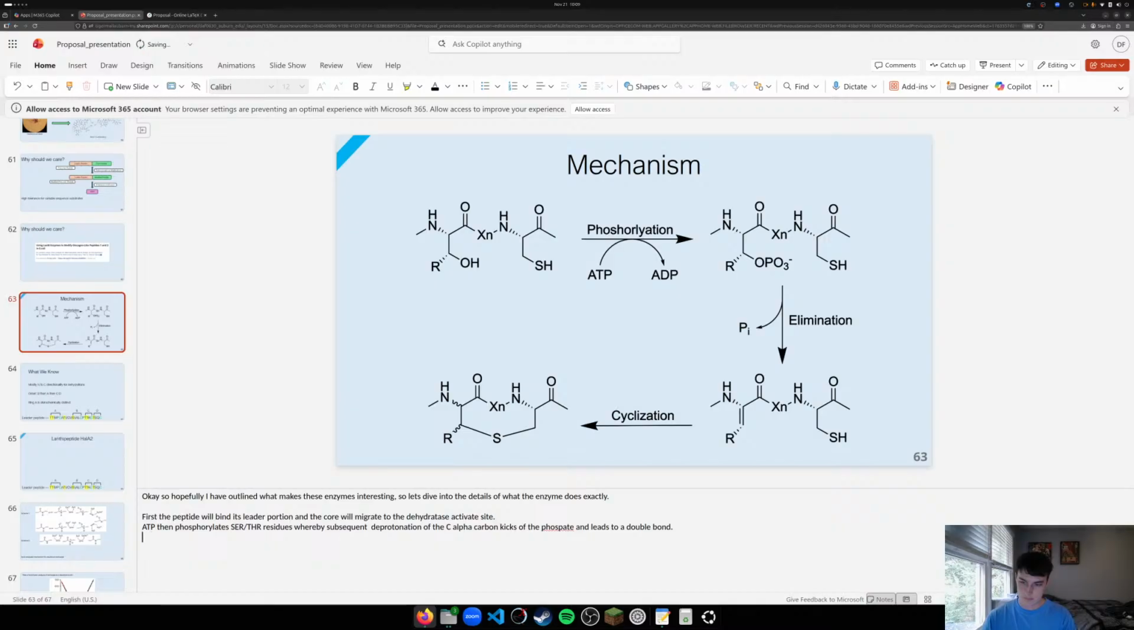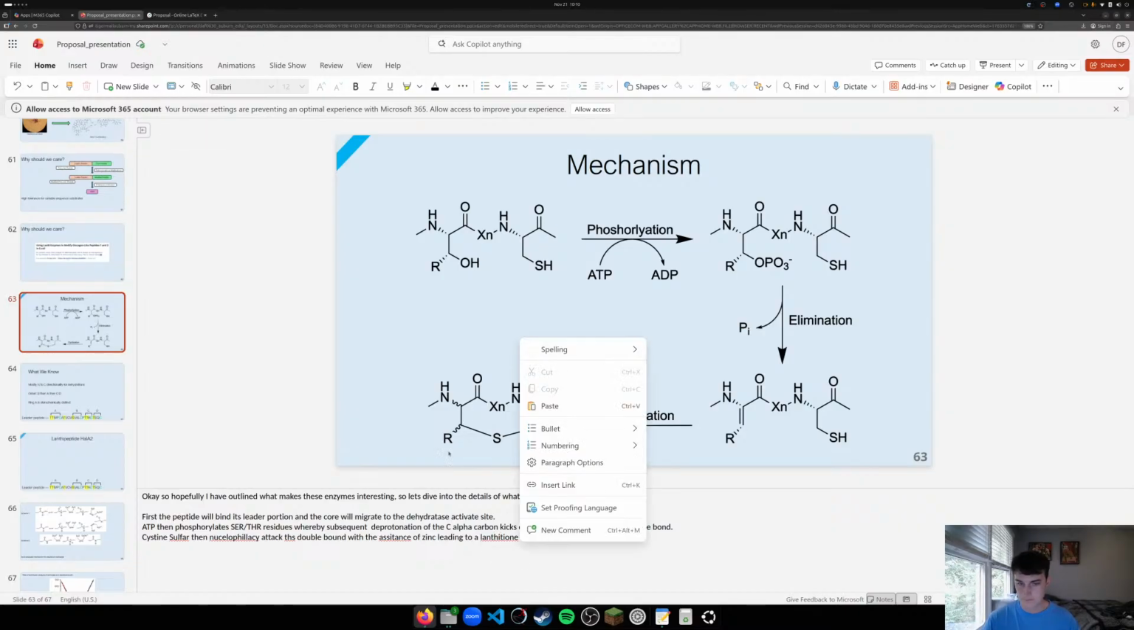Cysteine sulfur then nucleophilically attacks the double bond with the assistance of zinc, leading to a lanthionine ring.